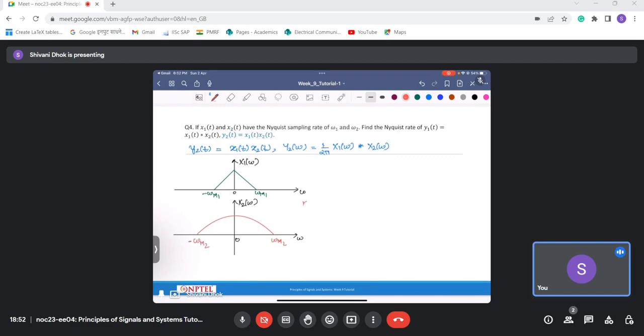Okay, then if I convolve this, the minimum frequency in y2 will be equal to the addition of the two minimum frequencies. So that will be equal to minus omega m1 plus minus omega m2, so it will be equal to minus of omega m1 plus omega m2. Similarly, the maximum frequency in y2(t) will be equal to the addition of these two.